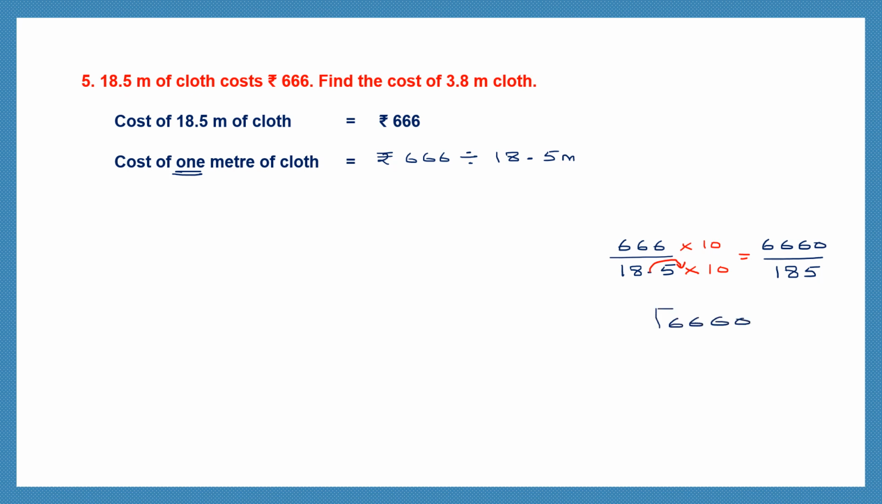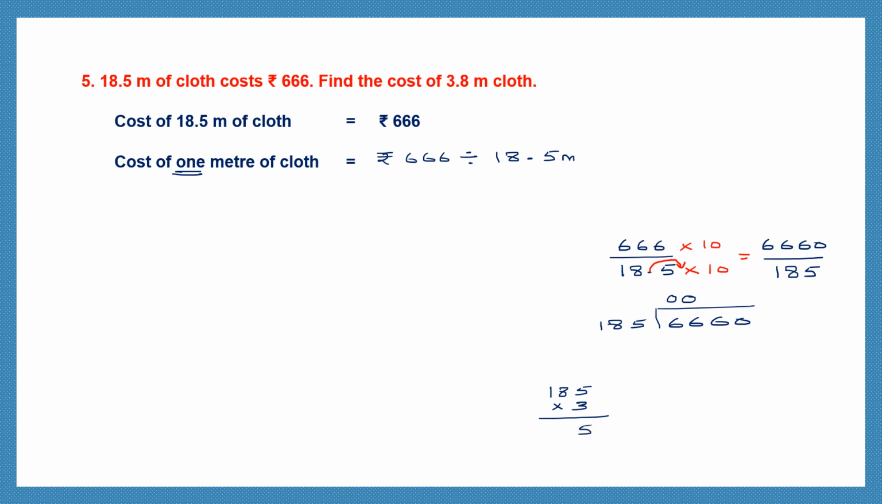So let's do this division now. 6,660 divided by 185. So as you can see, 6 is smaller. So we put a 0. 66 is also smaller. One more 0. And now we're going to take the next 6. So it becomes 666. Now 185 into 3. So let's try that. 185 into 3. So that we get a number close to 666.